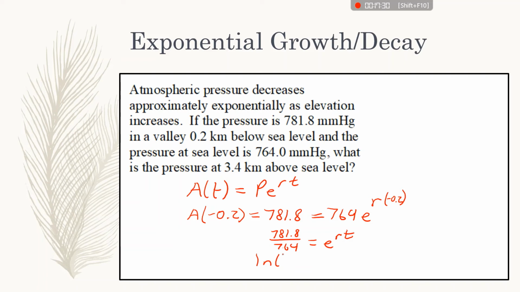Negative 0.2 is negative 1/5, so I can just multiply by negative 5 on this side if I want. So I could say my rate is equal to negative 5 natural log of 781.8 over 764. Okay. Any questions on how I got the rate? I'm not quite done yet.